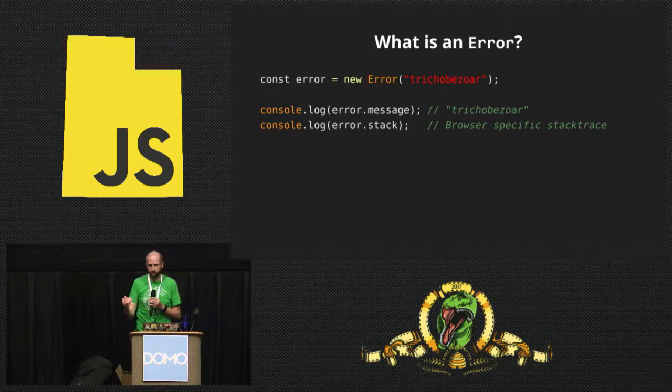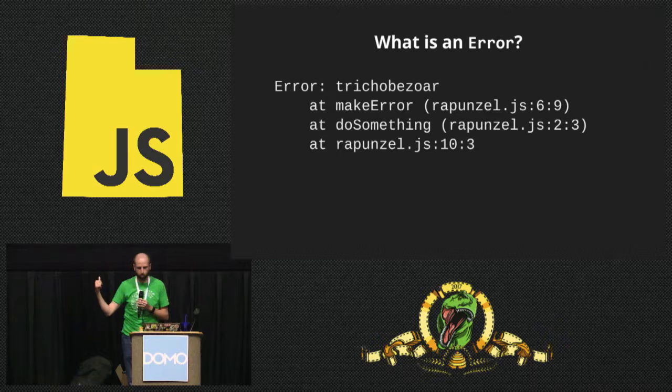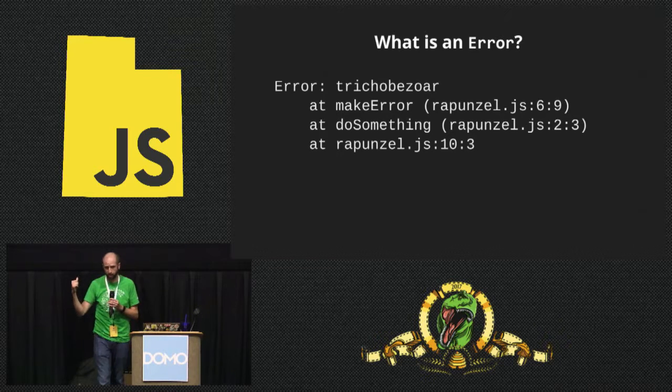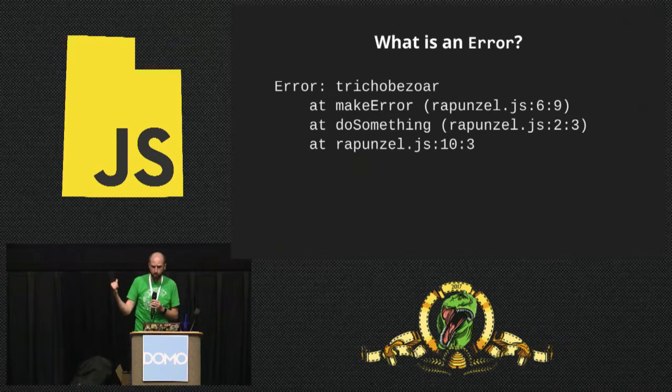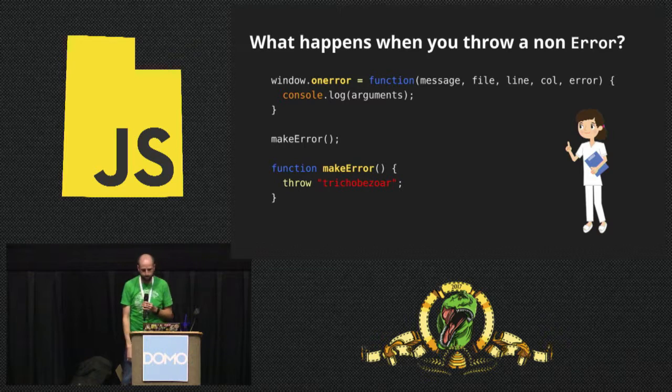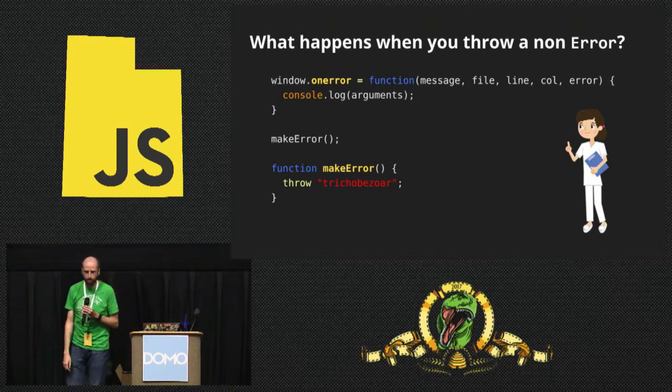That stack property is going to be populated when you create the error, not when you throw the error. So given that information, this is an example of what this stack trace could look like. It is browser specific. It isn't necessarily this, but it essentially says, this is the error, this is the function, the file with line and column number, the whole stack trace down to where the error originated from.